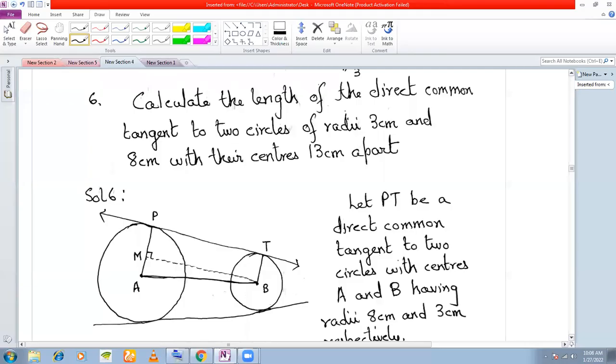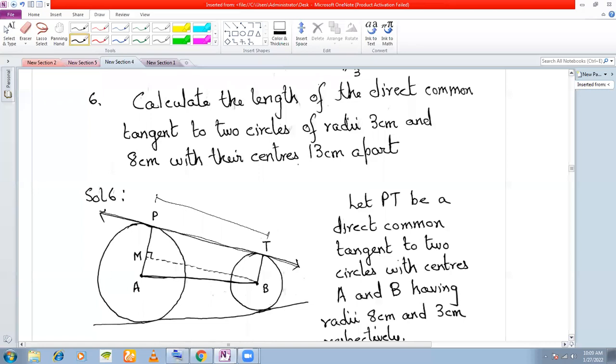So if you have to calculate the length of the direct common tangent, if you see this line here, PT, this line is the direct common tangent to the two circles, right? You have to calculate the length of the direct common tangent. That is, you have to calculate this PT. The length of this PT will give you the length of the direct common tangent, right? Because P and T are both points of contact. From one point of contact to the other point of contact would be the length of the common tangent.